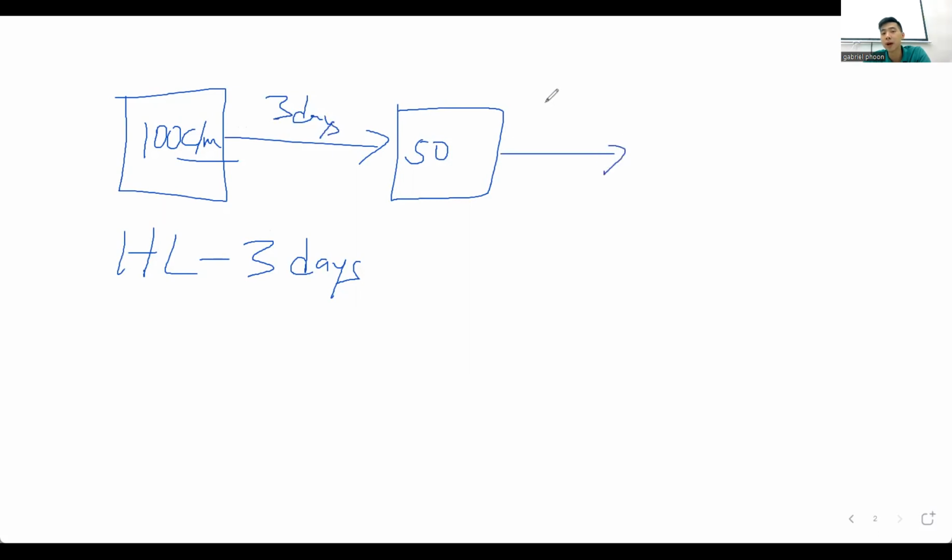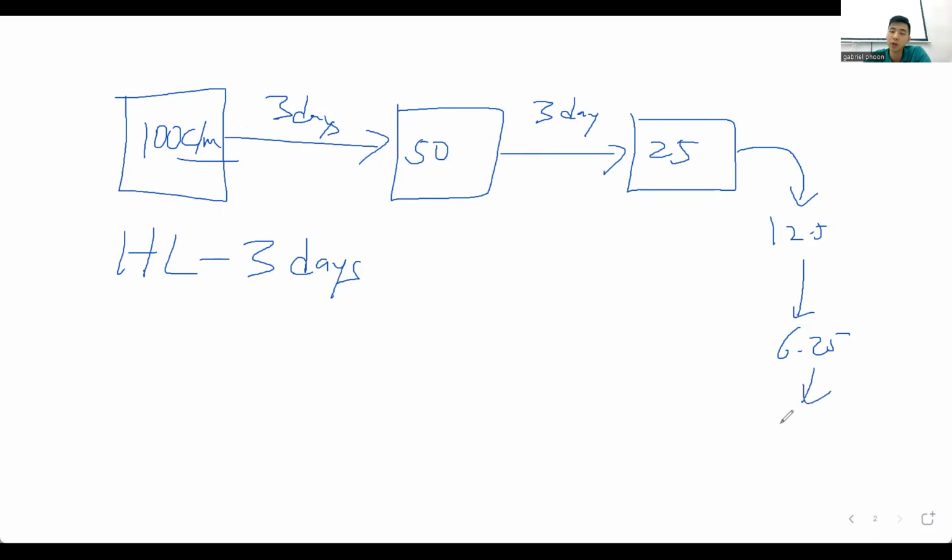What if another 3 days goes by? Does it become 0? It becomes 25, because like I said, the keyword is half its current amount, not the previous amount. And you just keep going half only. It will never reach exactly zero. Another 3 days go by, it'll be 12.5. Another 3 days, it'll be 6.25. Another 3 days, it'll be 3.125, and so on.